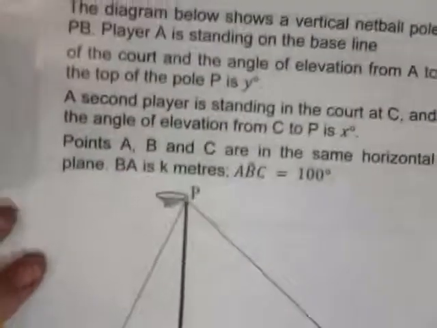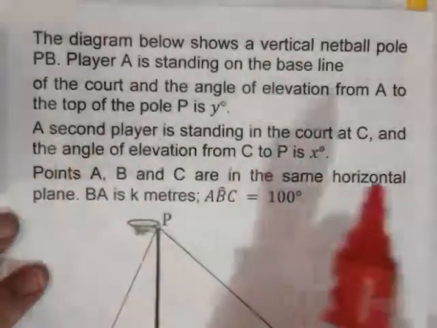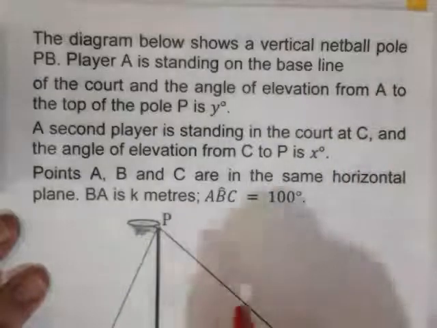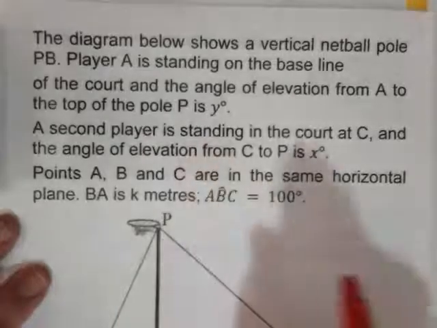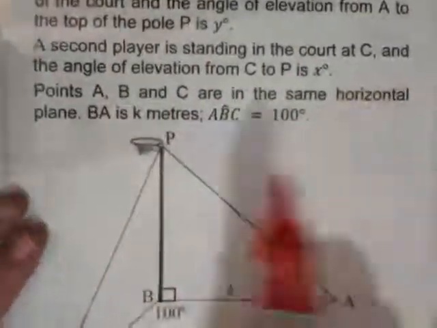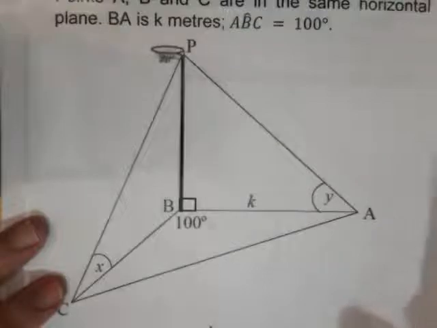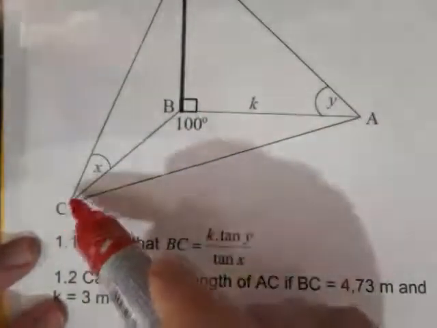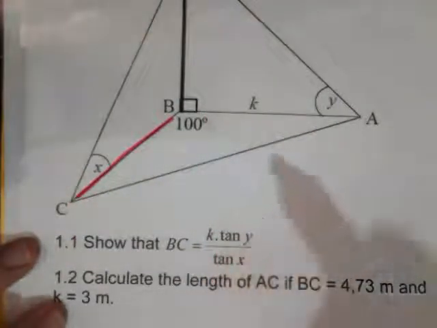Now let's look at the question. So the diagram below, vertical netball pole, PB, and its angle of elevation from A is Y degrees, and from C to P is X, and A, B, and C are on the same horizontal plane. So we will call that horizontal plane the playing field of the court, or the court. Okay, now then they say show BC as K tan Y over tan of X.